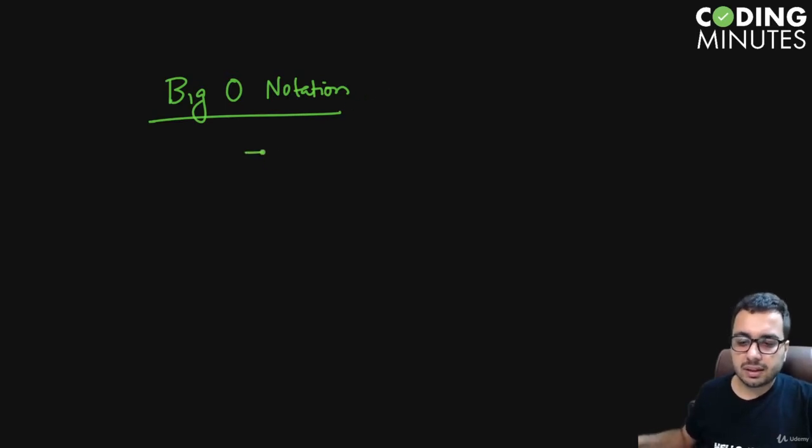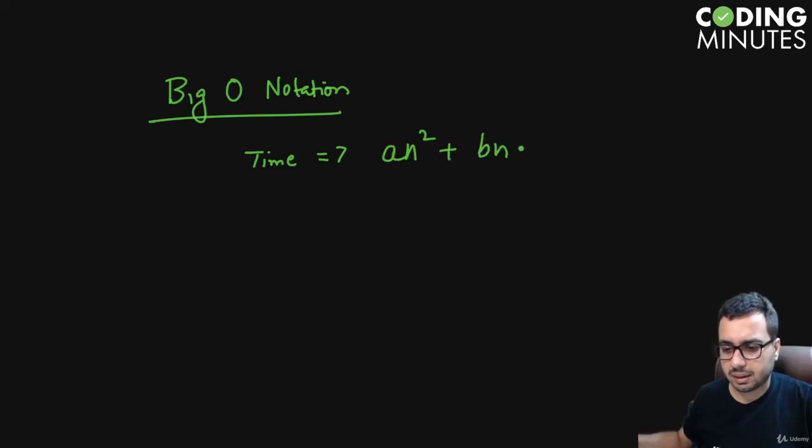So let us say we have an algorithm whose time is some function of n. Let's say the time is a n square plus b n plus some constant c. Let's say it follows a quadratic curve of this particular form. So how do we represent this function in the form of a big O notation?